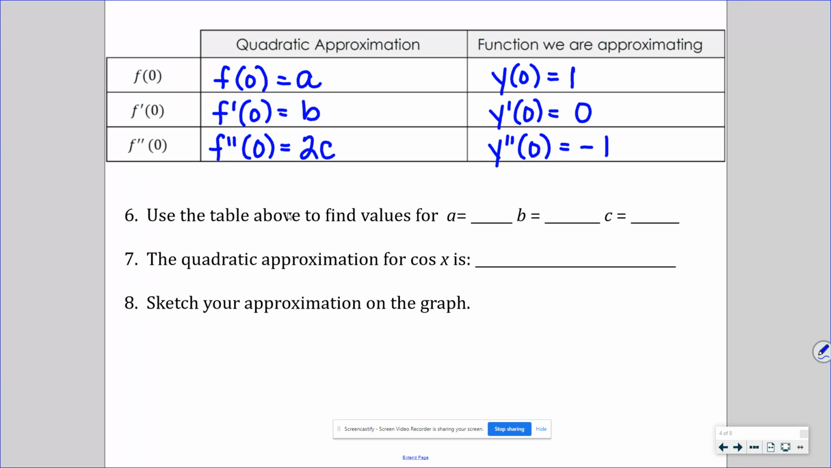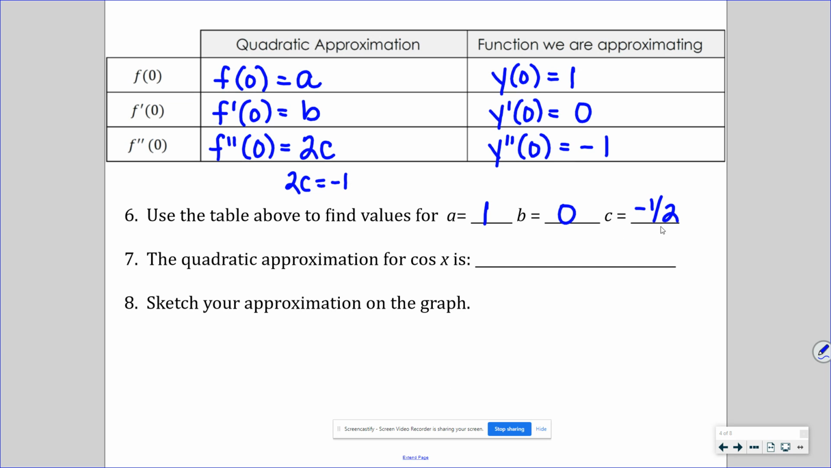Okay, use the table above to find values for a, b, and c. Essentially what we're going to do is take our quadratic approximation and our actual approximation, and set them equal to one another. So if I set this a equal to 1, that means a has to be 1. Set b equal to 0, that means b would have to be 0. And set 2c equal to negative 1, solve it, and find that c would be negative 1/2.